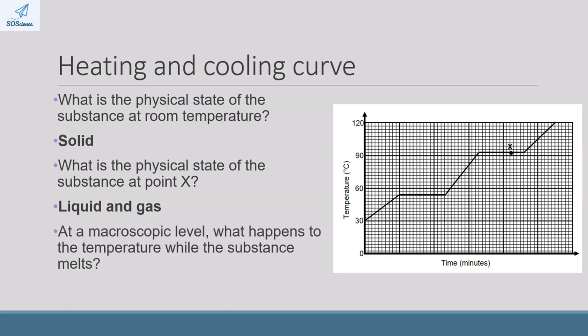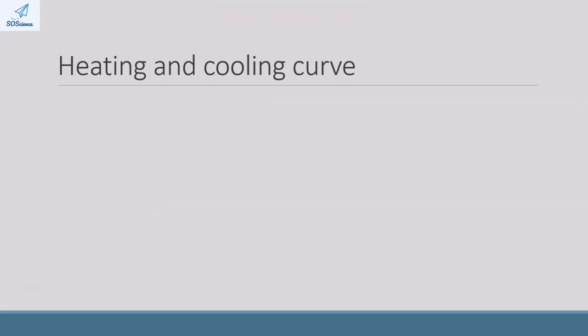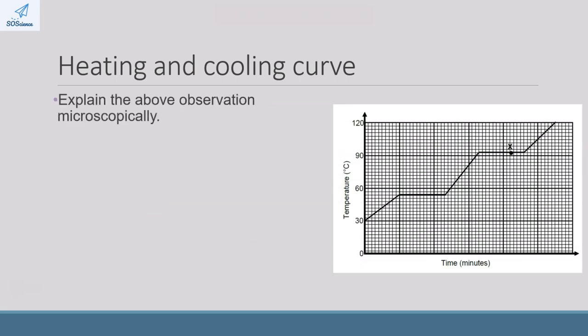At a macroscopic level, and remember a macroscopic level means at a level of things that we can see and we can measure. So what happens to the temperature over here while the substance is melting? Well, simply reading off the graph, during melting, the temperature doesn't change or the temperature remains the same. Now, explain it microscopically. That means that you need to explain it at a particle level. And when you get this kind of question, there's a way that you have to answer it. There's a model answer. So I'm going to take you through it.